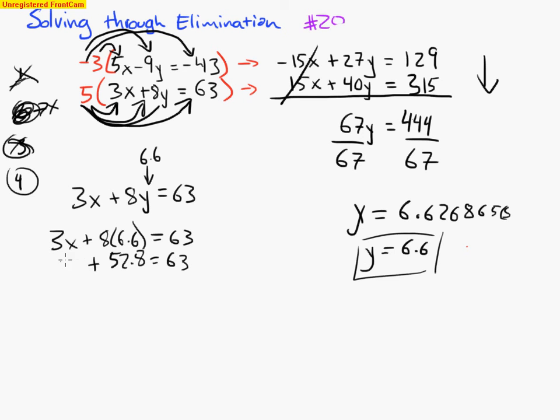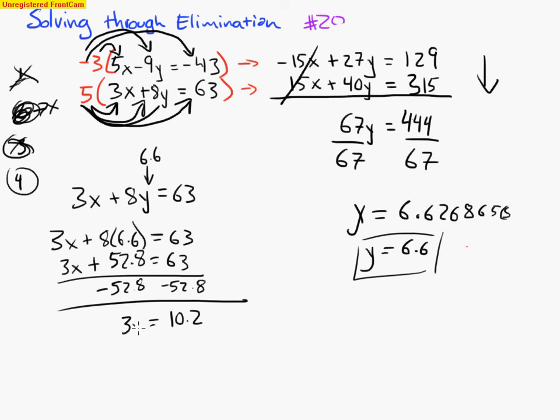All right. Then I'm going to subtract 52.8 from both sides. So I have 63 minus 52.8. I got 10.2. Yep, divide by 3. So 10.2 divided by 3 is 3.4. So x equals 3.4. So my approximate answer here is 3.4, comma 6.6.